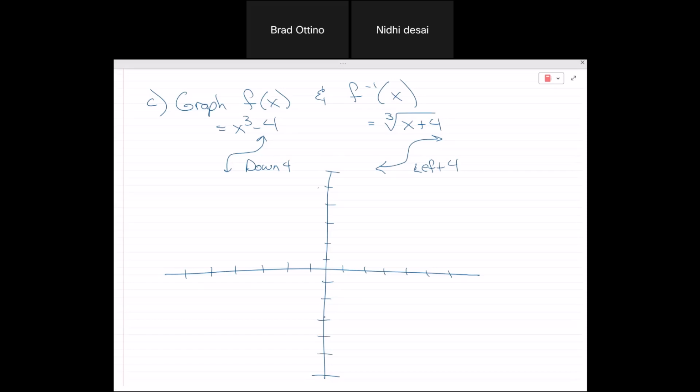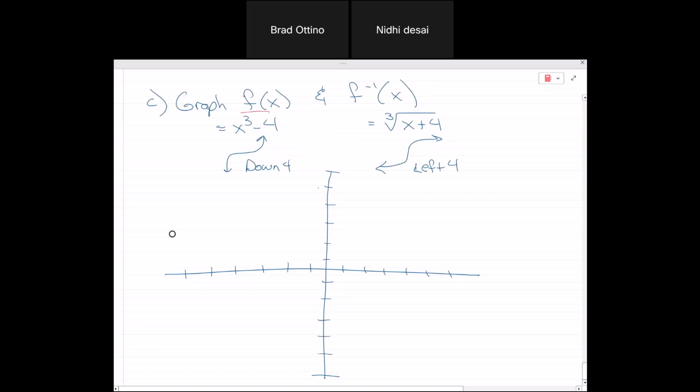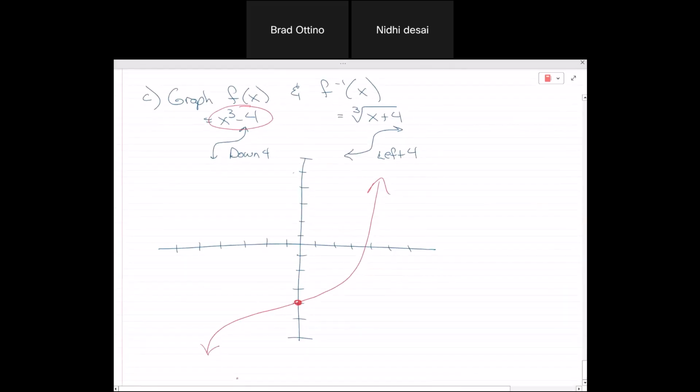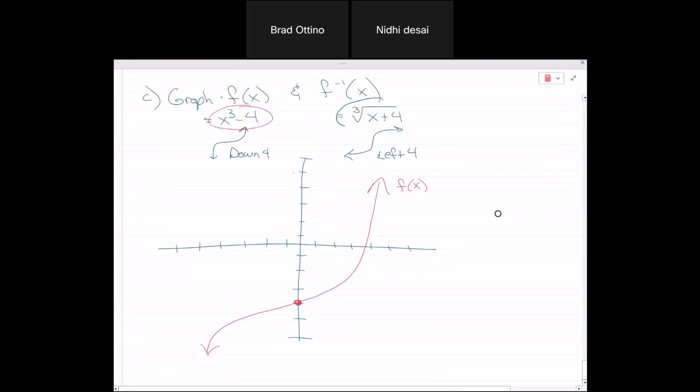And then we'll go ahead and graph each. The original function I'll graph in red. So this graph is going to go down 4 units and look like a cubic. So it'll look something like this. And let's go ahead and just label this f of x. And then the inverse is going to go left 4 and take on this shape.